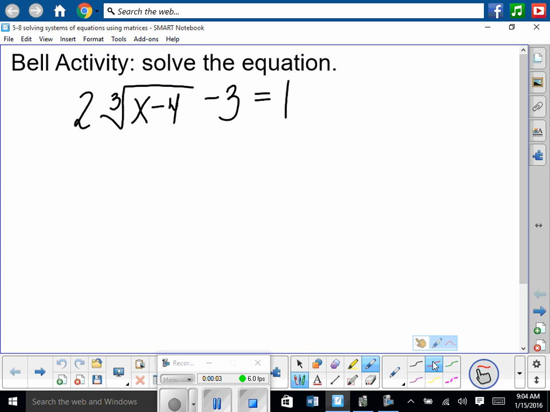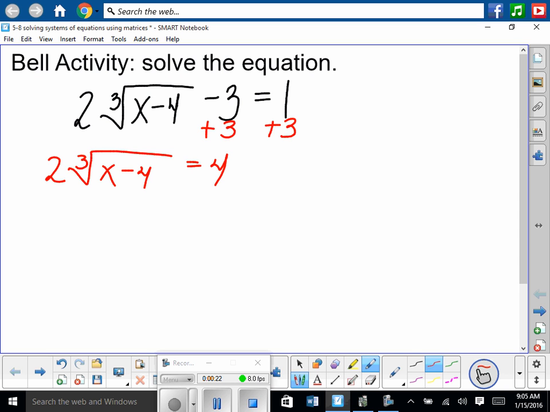Equation. So first of all, it's a radical equation. The first rule when solving a radical equation is to isolate the radical completely. So we have to get it all by itself. We're going to add 3 to both sides. 2 times the cube root of x minus 4 is equal to 4.